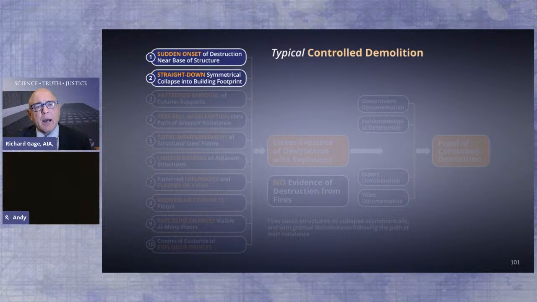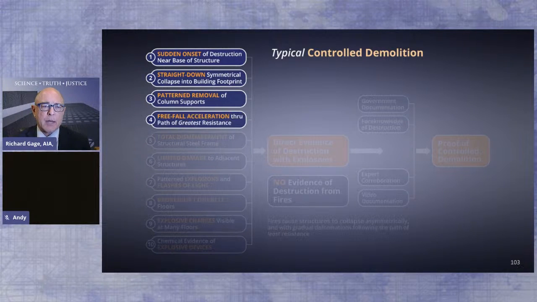Feature number 2, a straight down symmetrical collapse, if that's what they want to achieve. It's certainly possible into the building's own footprint, if that's what they want to do. And usually it is in an urban area. You don't want the building falling over to hit other buildings. And this is resulted by a patterned removal of column supports, synchronistically timed floor by floor. And that results in a free fall acceleration also. What does that mean? It's falling as fast as a bowling ball from the top of the building.